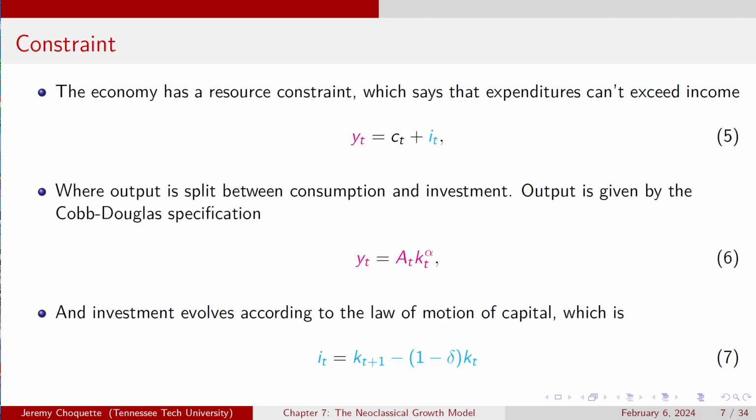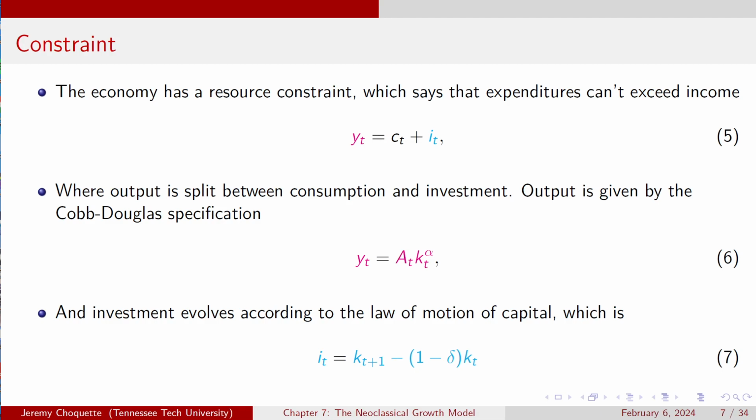What's the constraint? Well, the economy has a resource constraint, and it says expenditures can't exceed income, just like what we saw in Solow: y equals c plus i. Output is split between consumption and investment. Output is given by the Cobb-Douglas specification, y equals A times k to the alpha. We've seen that. And investment evolves according to the law of motion of capital, which is i equals k_t+1 minus (1 minus delta) times k_t.